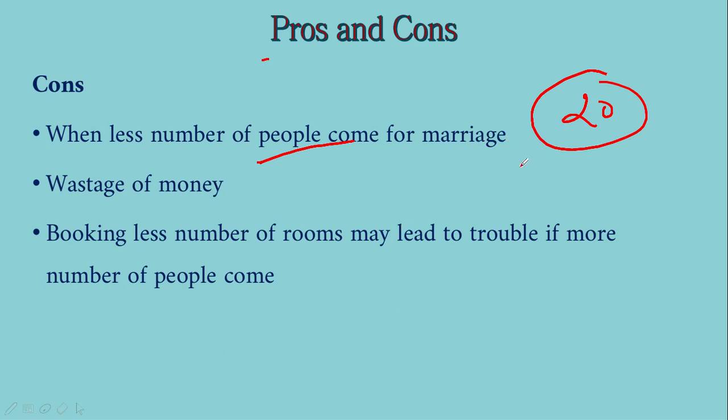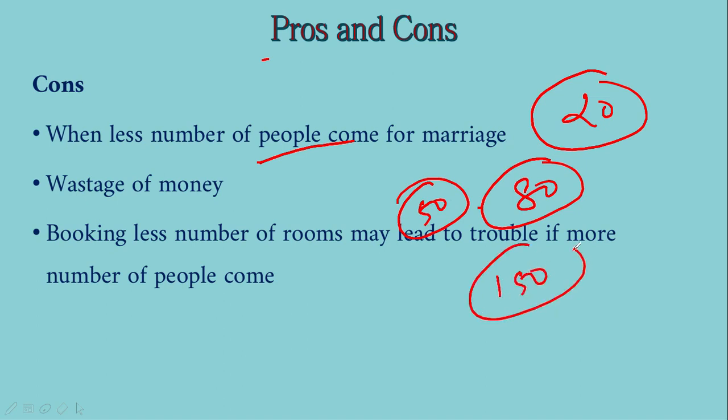You may be thinking of booking only 50 rooms. But if suddenly 80 people turn up, or 150, how will you manage the accommodation on that day? That may be very difficult, isn't it? So this is the advantage and drawback of going for this particular way of allocating memory.